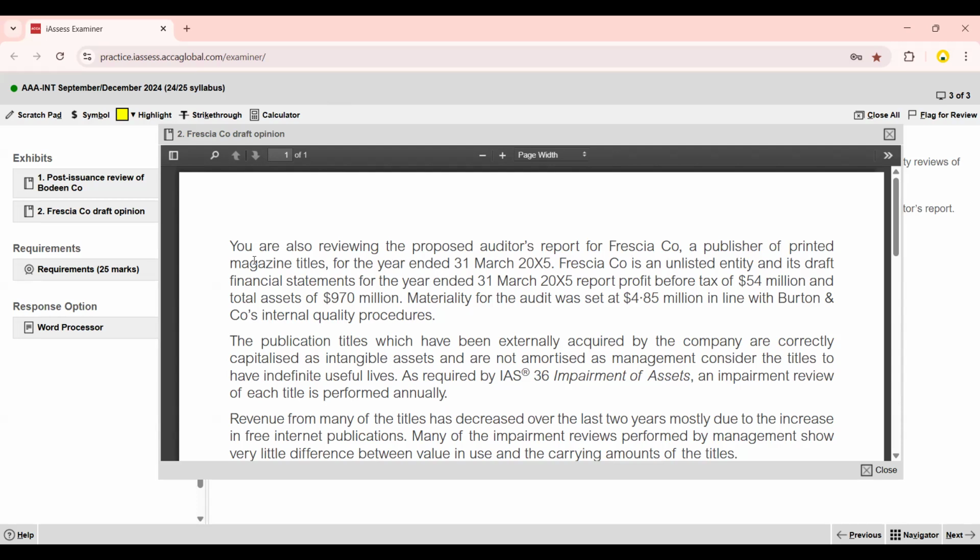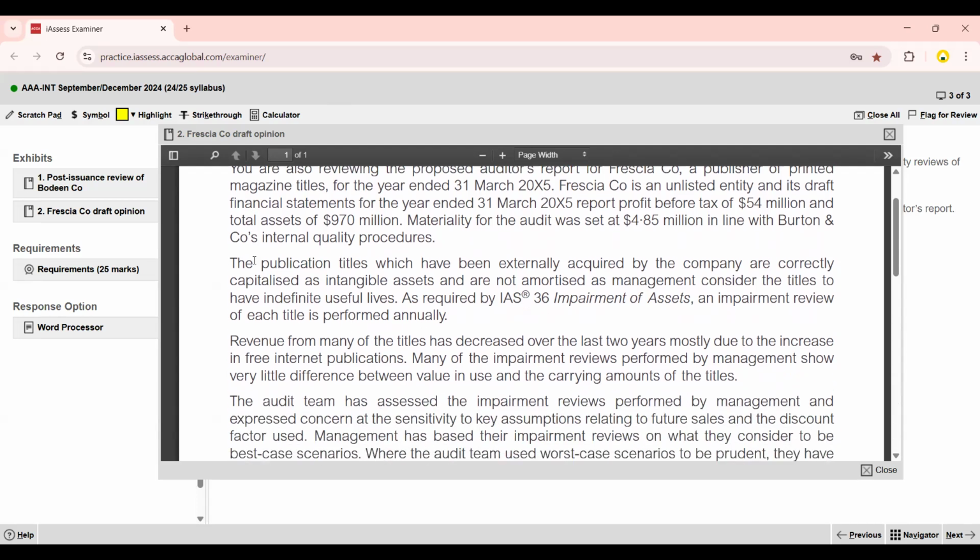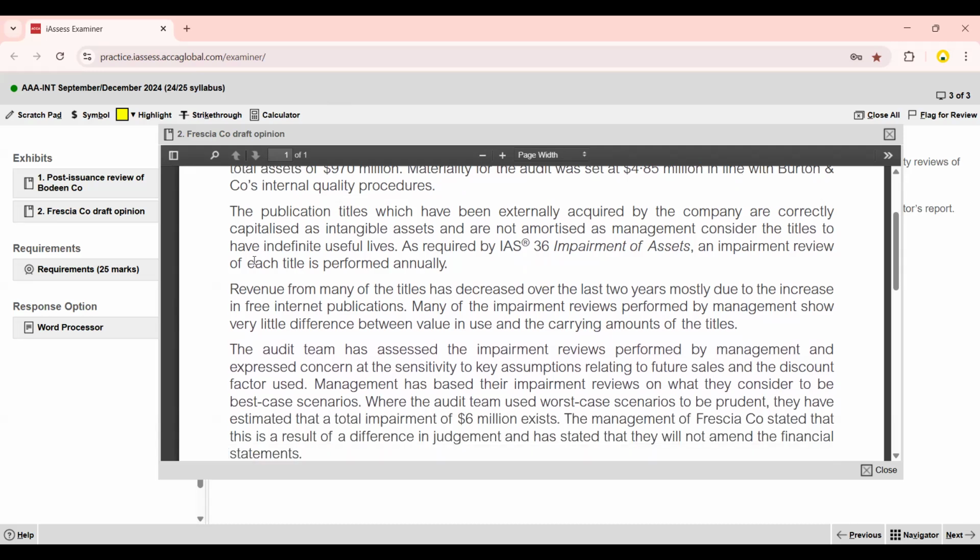Now, the examiner also gives you the materiality, so no need to calculate it. The materiality for the audit was set at $4.85 million in line with Burton and Company's internal quality procedures. The publication titles which have been externally acquired by the company are correctly capitalized as intangible assets and are not amortized, as management consider the titles to have an indefinite useful life.